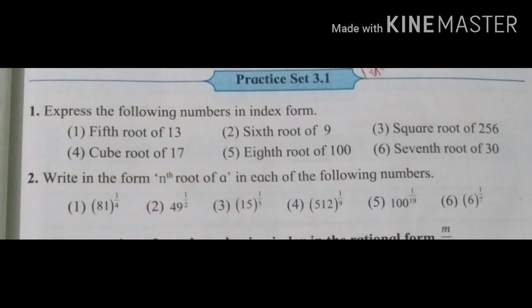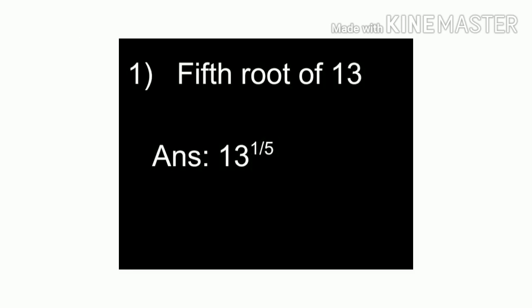Now we begin with practice set 3.1, question number 1. Express the following numbers in index form. Question number 1, fifth root of 13. This question we have to write in index form. 13 is the base number and fifth root means, children, 1 upon 5. This is the rational index.